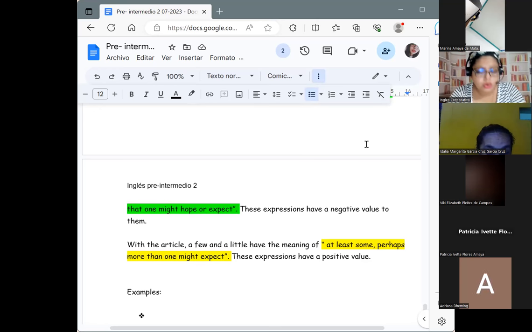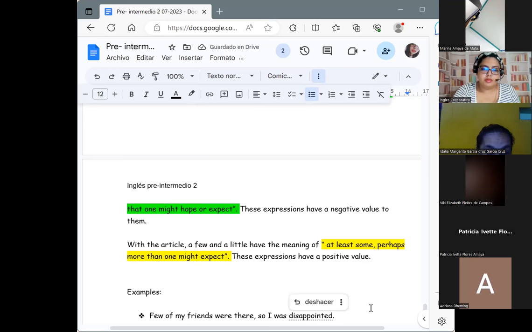The first one said, few of my friends were there. So I was disappointed. Aquí tenemos pocos de mis amigos o algunos de mis amigos estaban allí. Así que yo estaba decepcionado, ¿verdad? Porque no llegaron todos los que yo creía que iban a llegar. Next one.